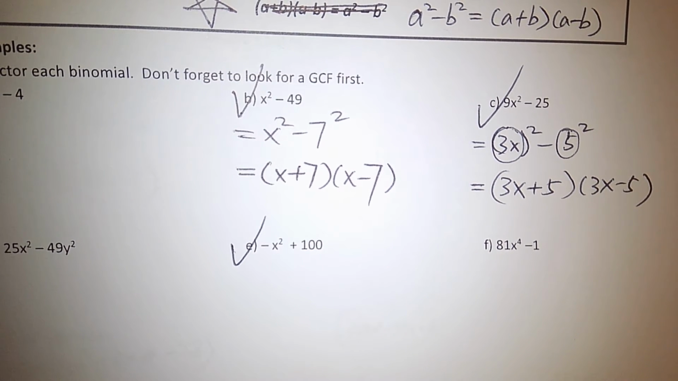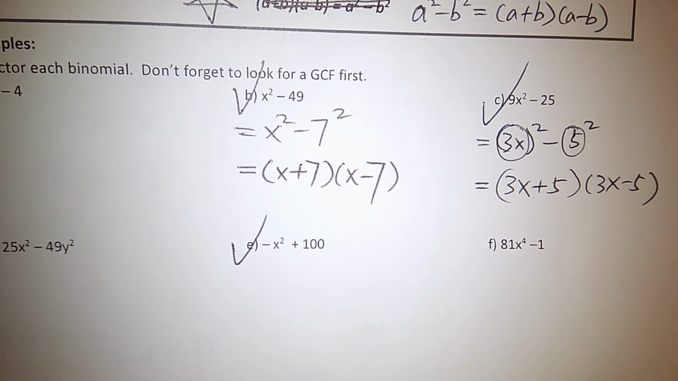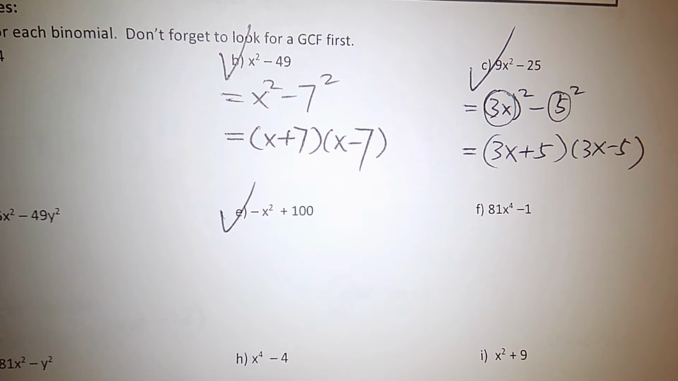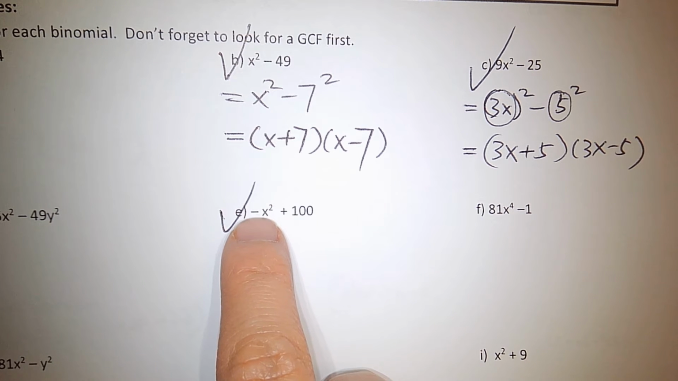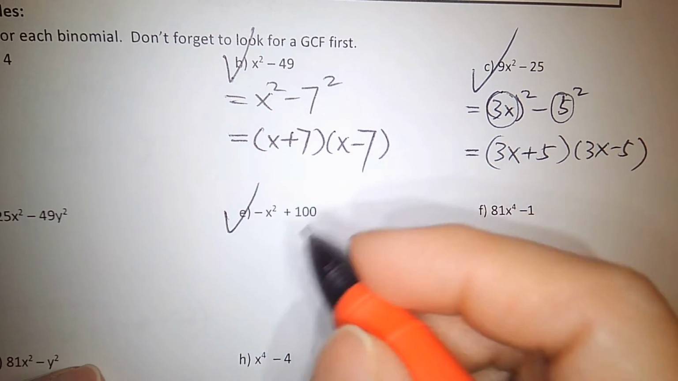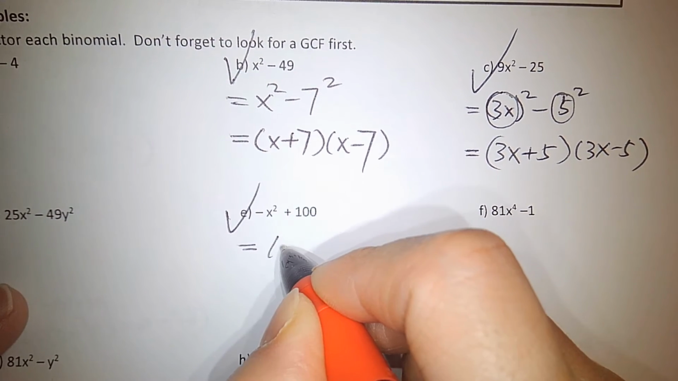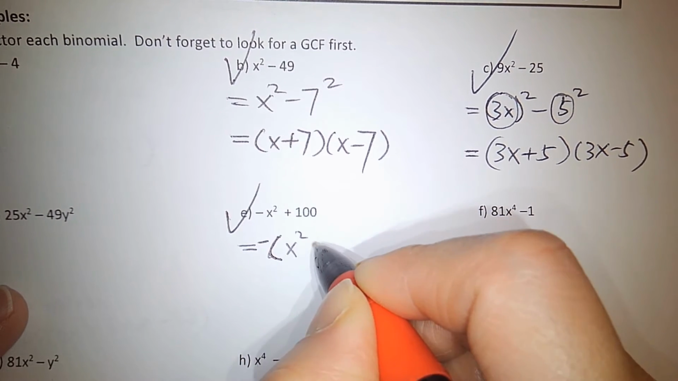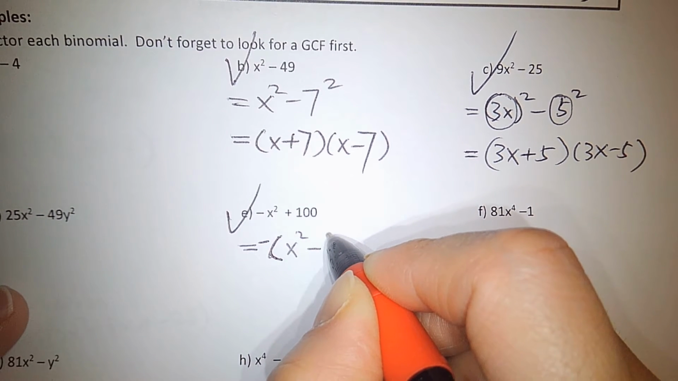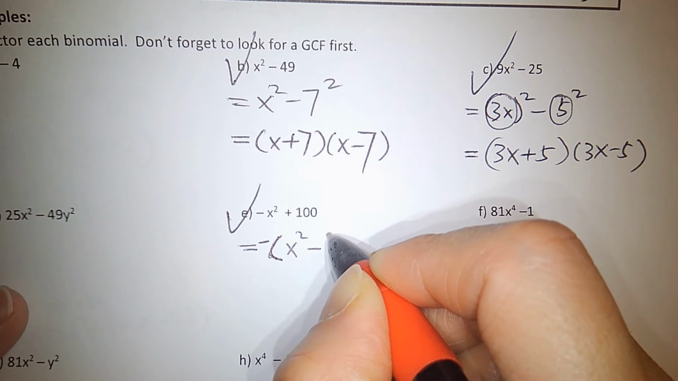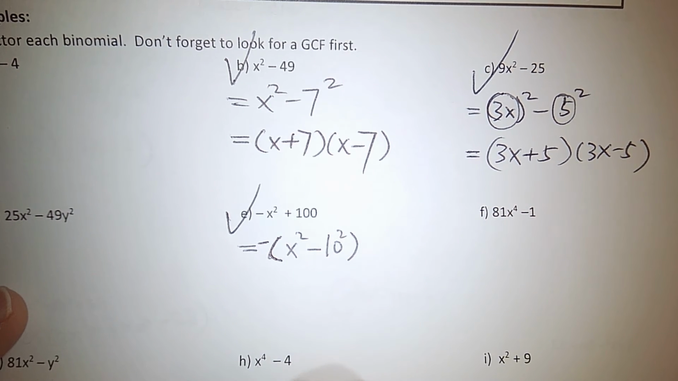Negative x squared plus 100. How can we factor this binomial? Negative x squared plus 100 can be written by what? Negative parentheses x squared minus what? 50. Wait, no. 10. 10 squared, right?